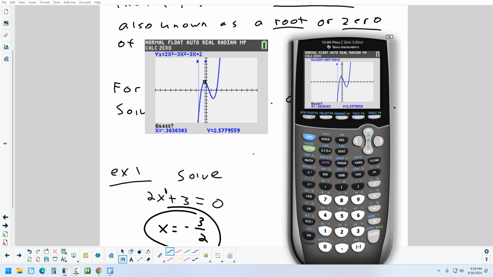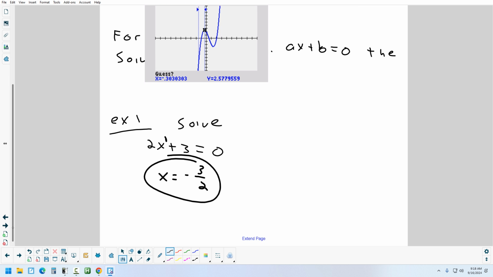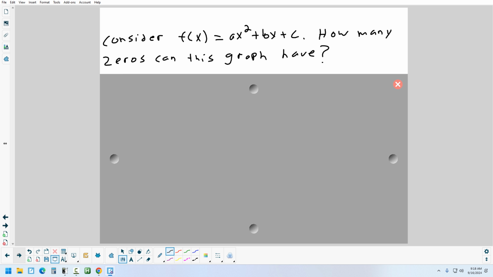So the last thing I have to do is hit enter, and the guess doesn't really matter. Just hit enter one more time, and it tells me it crosses at -1. You'd have to do it 3 times to get all 3, if you were using the calculator. And sometimes the answers don't come out to nice numbers. In this case, they did.